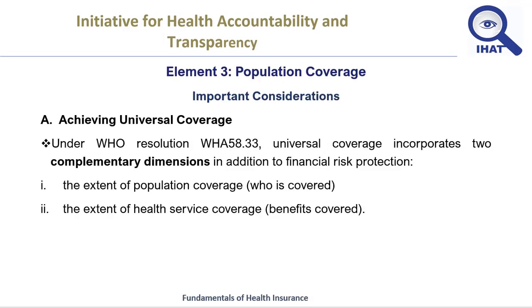Now we'll be going to the third design element, which is on population coverage. We have basically two important considerations to look at. The first is to achieve universal coverage. Under WHO Resolution World Health Assembly 58.33, universal coverage incorporates two complementary dimensions in addition to financial risk protection. These dimensions include, 1. The extent of population coverage. Who are the people covered? Who is covered? And secondly, the extent of health service coverage, that is the benefits covered.